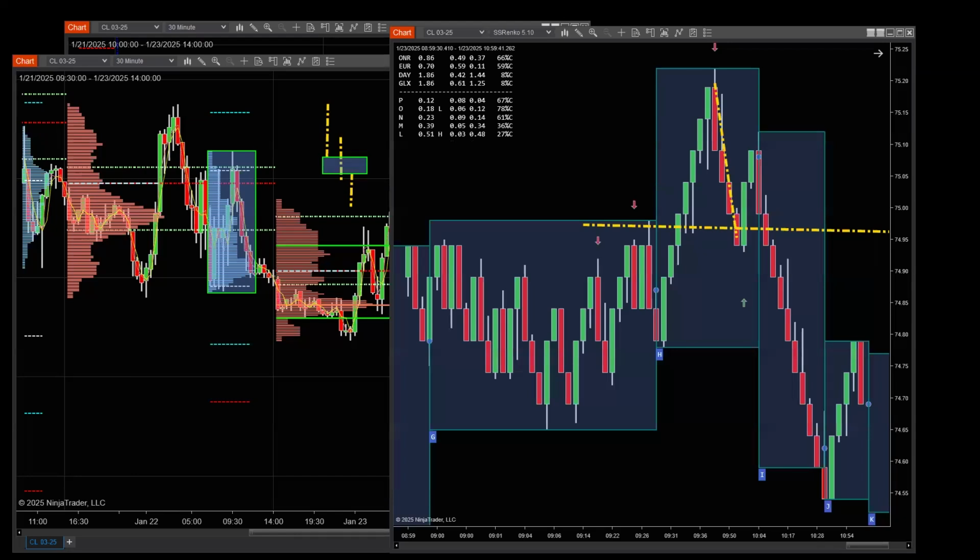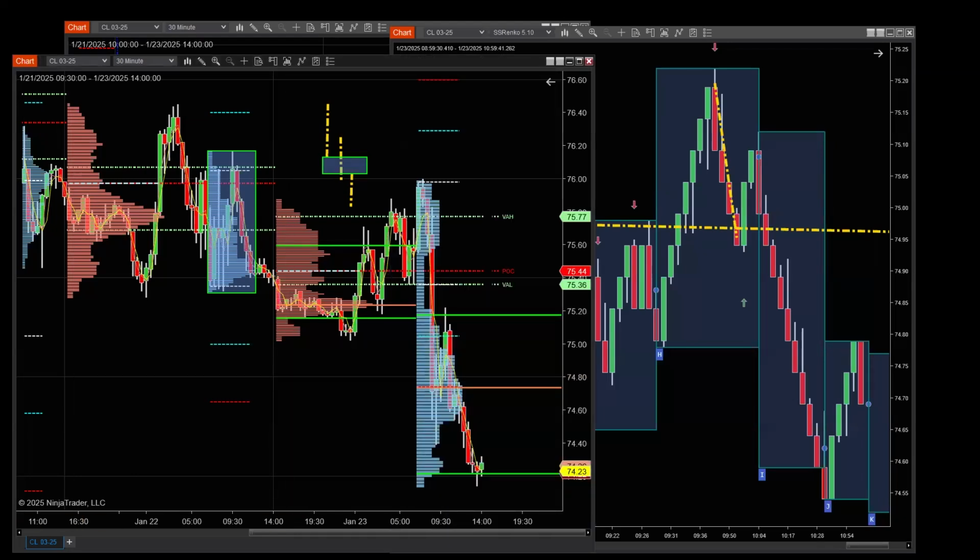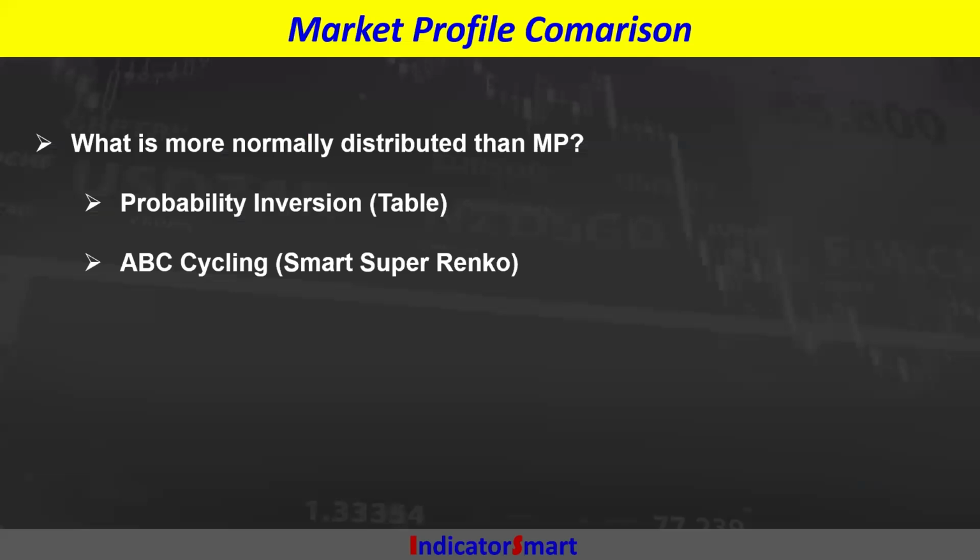Now, when markets really take off, they don't do that. That's where you get the skewing. So that's the notion of probability inversion. And then the other one that I mentioned was the ABC cycling. We could take a minute and cover that.